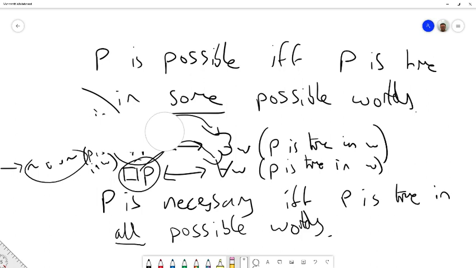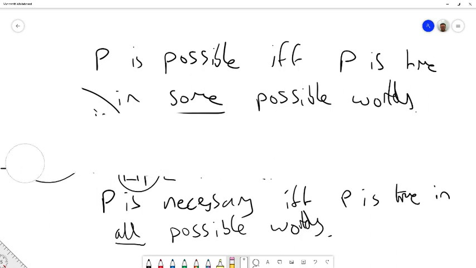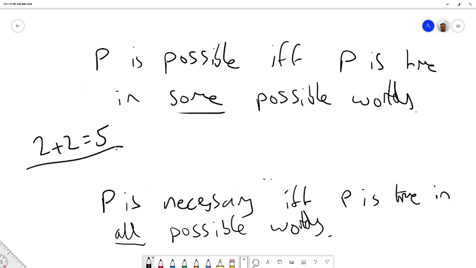Okay, so you can get rid of all that as long as you understand those. P is possible if and only if P is true in some possible worlds, and P is necessary if and only if P is true in all possible worlds, right? So, in fact, to say that something is necessarily false is to say that it's true in no possible worlds, right? So, 2 plus 2 equals 5. That isn't true in any possible world, and therefore it's logically impossible, right? Well, I'm going to say a bit more about that. But if something is false in all possible worlds whatsoever, then it's going to turn out to be logically false.